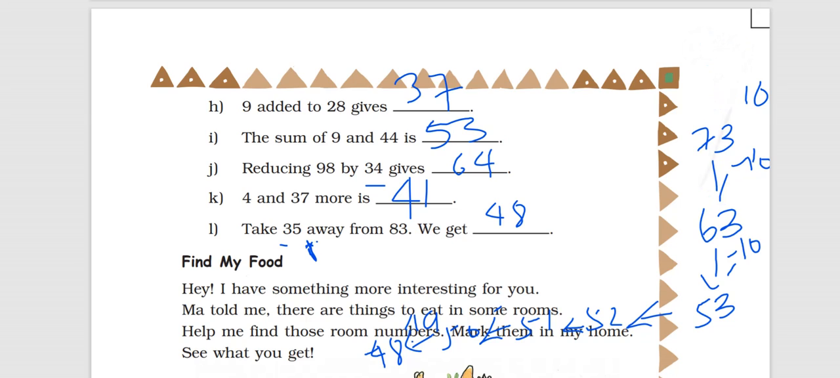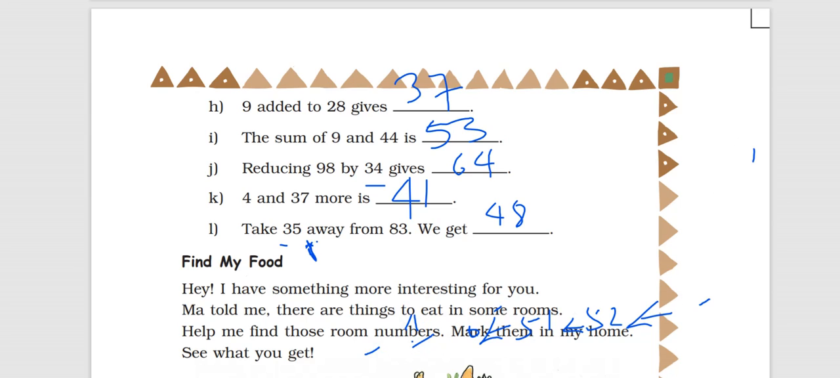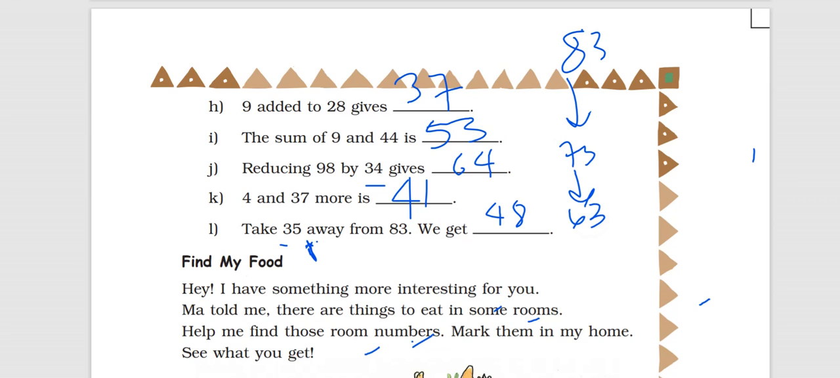The other way to do it is, let's take 4 steps down. Let me erase this. Okay, let me take 4 steps down. 83. One step down is 73. Another step down is 63. Another step down is 53. Another step down is 43. So we came down 4 steps, that is 40.